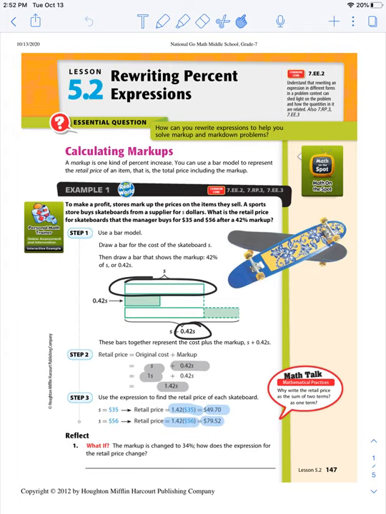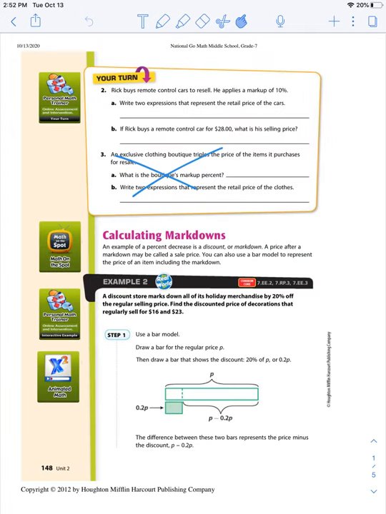All right, so let's reflect on this a little bit. What if the markup is changed to 34%? How does the expression of the retail price change? Well, when it was 42%, we multiplied by 1.42. So if it's still a markup, 34% is going to be represented with 1.34. So then we would have 1.34S. All right, pause the video and see if you can do number 2 on your own, and then play it back to see if you got it right.